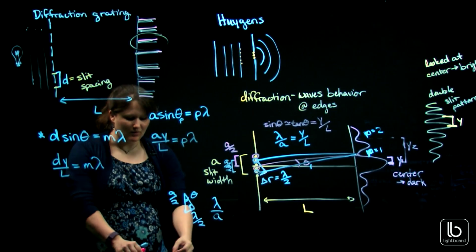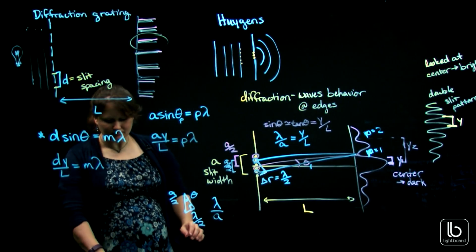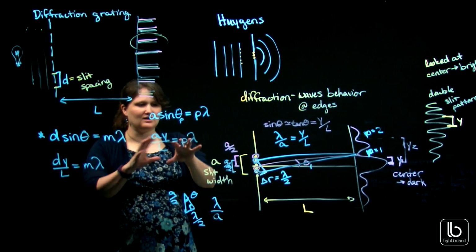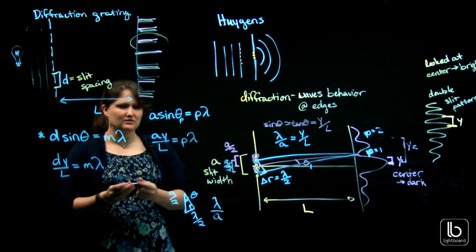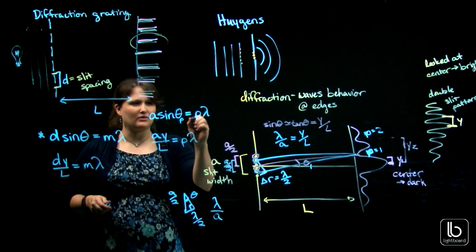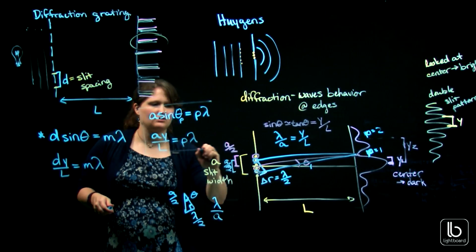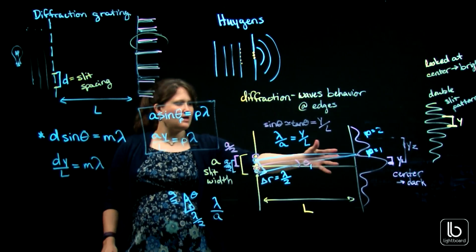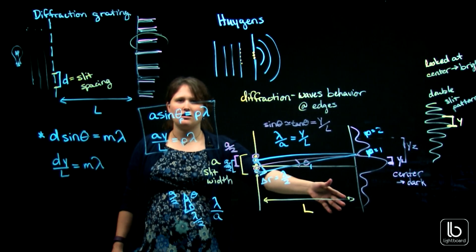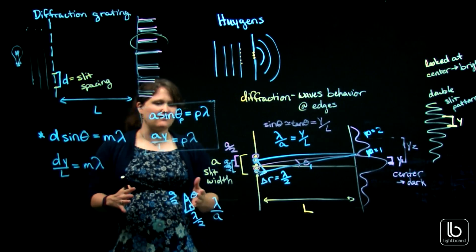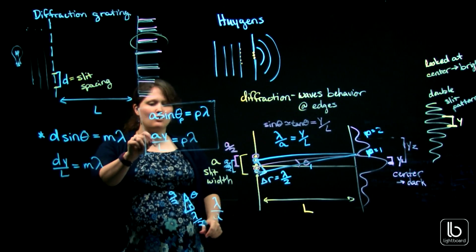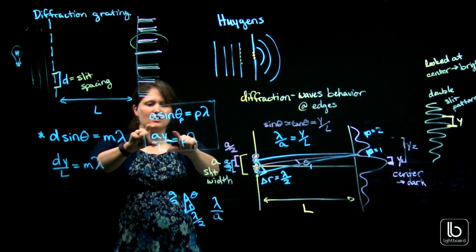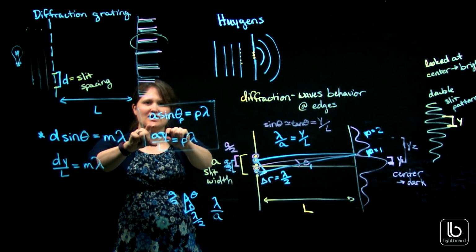And at any rate, what this does is allow us to form a relationship between my slit width and the spacing of my pattern. So if I have a greater width for a given wavelength, my spacing is going to be less.